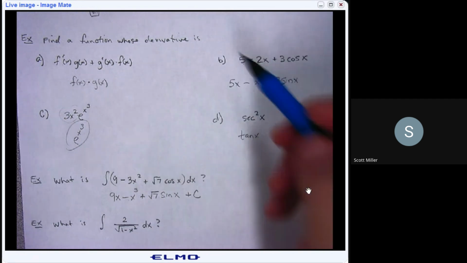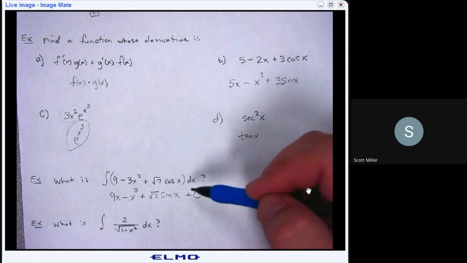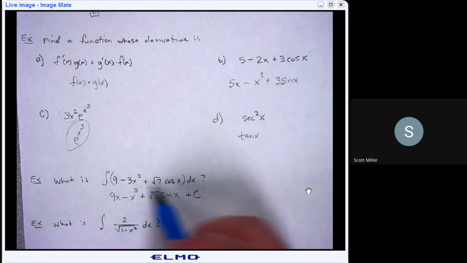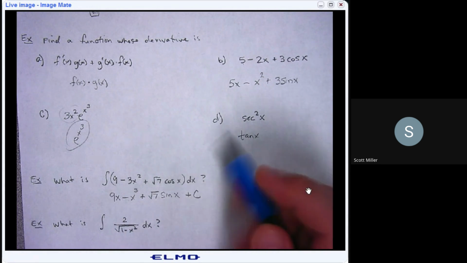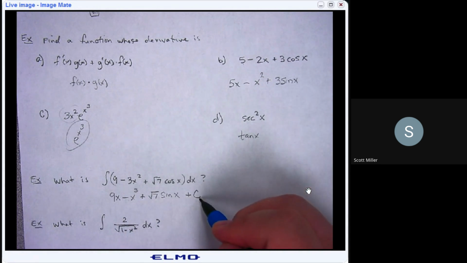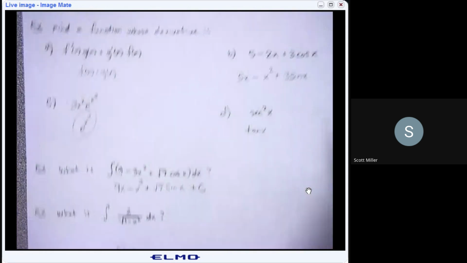Okay? This one asks a different question. It says find a function, not all of them. This one is asking us to find the whole family. This is the whole family of functions that relates to this one right here. So that's the plus the constant, because the derivative of a constant is 0, so it is not shown up here. So we have to anticipate that it might be there.